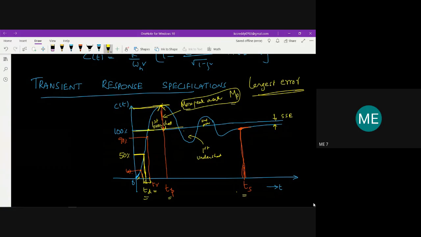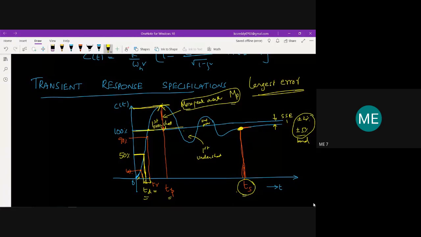Now, the last one, that is settling time. The settling time is defined as the time required for the response to reach its steady state value, or the time required for the response to stay within a specified percentage of the final value. It can have plus or minus 2%. This is called a tolerance band. Say, for example, plus or minus 2% or plus or minus 5%. These are called the band of the output which can be allowed, meaning plus or minus 2% error is allowed, or plus or minus 5% error is allowed.